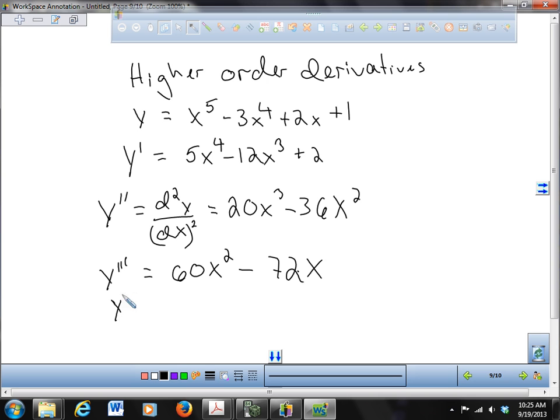What's y quadruple prime? The fourth derivative. 120x minus 72. You can keep going. You can find the fifth derivative and the sixth derivative until you get to 0, because you can take the derivative of a constant. And that has applications in life when you get into space, because you're dealing with functions in 3 dimensions and all that kind of stuff. And like I said, in distance and speed and acceleration.